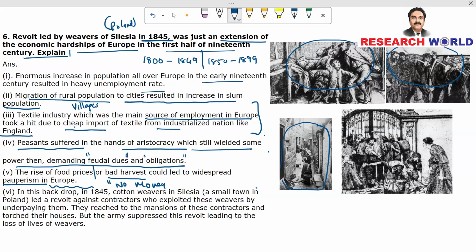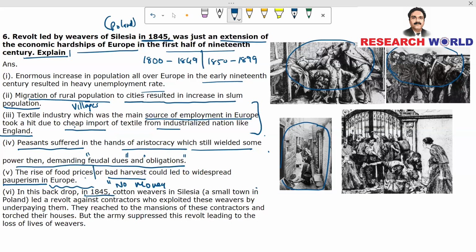First of all, population explosion, migration of rural population to cities, creation of slum population, loss of employment in the textile industry due to cheap import of textiles from England. Also, aristocracy started exploiting peasants, making their life miserable, and rise of food prices or bad harvest, that means loss of crop, could lead to widespread pauperism in Europe. These were the reasons prevailing in this backdrop that led to what?